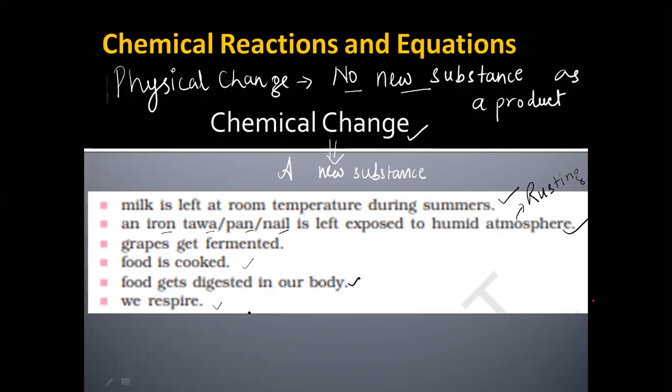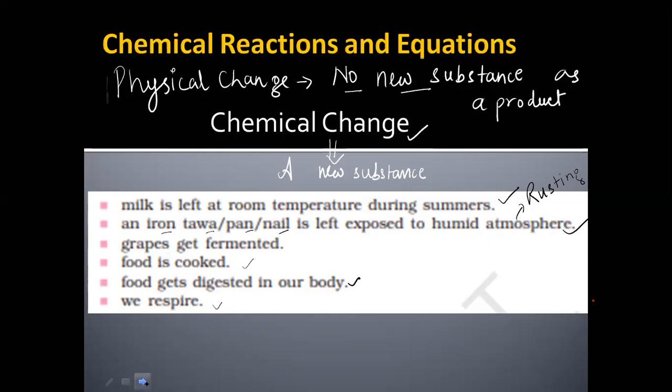We respire. What happens when we respire? When we respire, we produce energy. From where does this energy come from? This energy comes from the food. So that process of respiration is also a chemical change. My dear students, I hope you understood what I'm trying to say here. I just want to tell you a few changes are there which result in the formation of a new substance. That is the chemical change. A few changes are there in which no new substance is formed, and that's why those changes are physical changes.